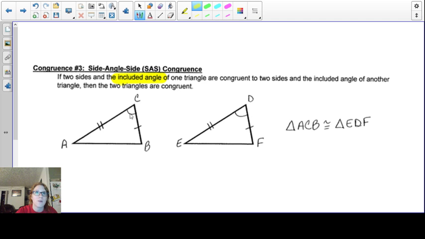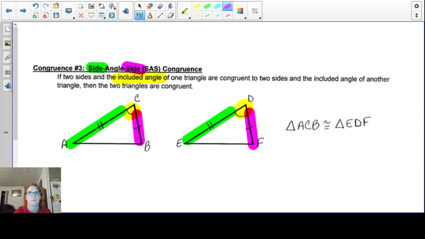So notice how this goes. It goes side, angle, side, or side, angle, side. The angle I'm talking about needs to be in between those 2 sides. So I have it here at C, and I have it here at D. Therefore, this is why it goes side, angle, side. Woo, color scheme.